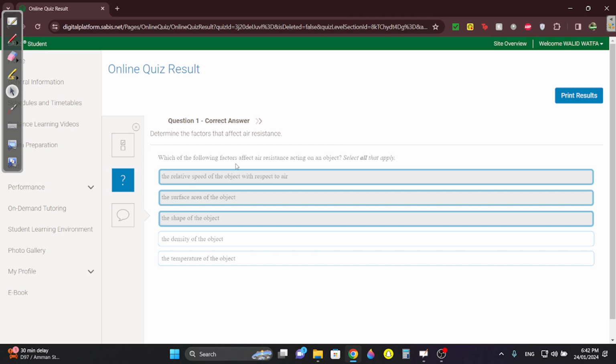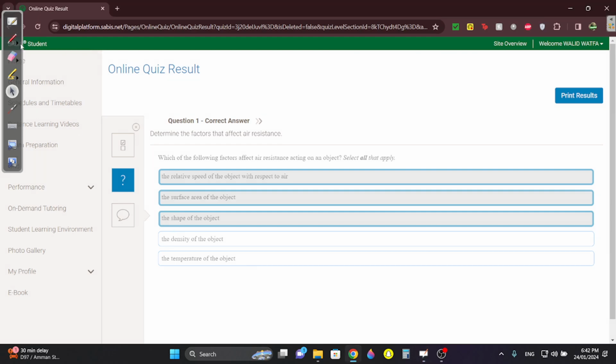Start. Question 1. What are the factors that affect air resistance? Obviously the surface area and the shape. Surface area, you can see from, for example, the parachute. It's something like this, and then you have the person over here. The surface area of the parachute is really high. That's why there's going to be more air resistance.